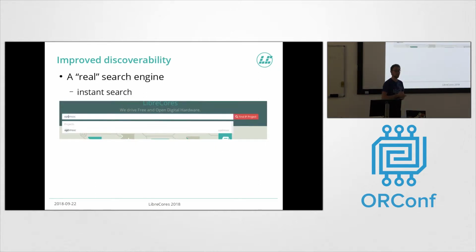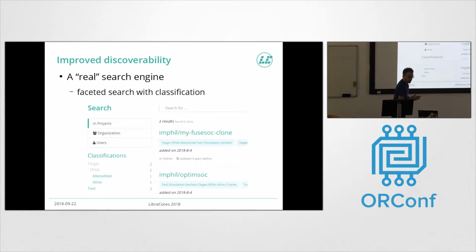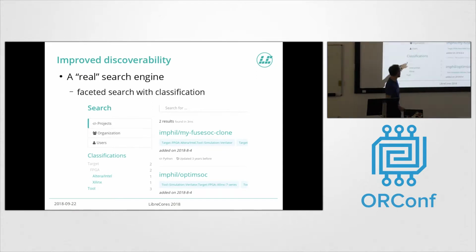We added a real search engine. Before, it was how you would build search engines 10 years ago. Now we have this autocomplete and instant search. Also, what I just talked about before is you can filter search results based on this classification. So you have this tree, say I want only the results that run on FPGAs or only that run on Xilinx FPGAs, and you can have multiple selections there.